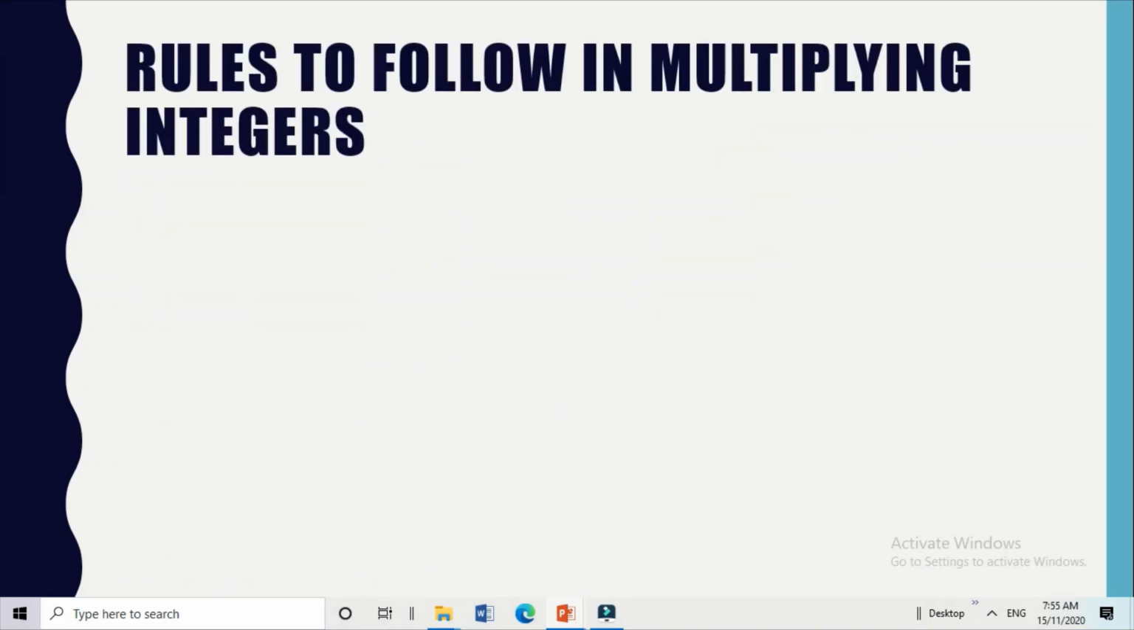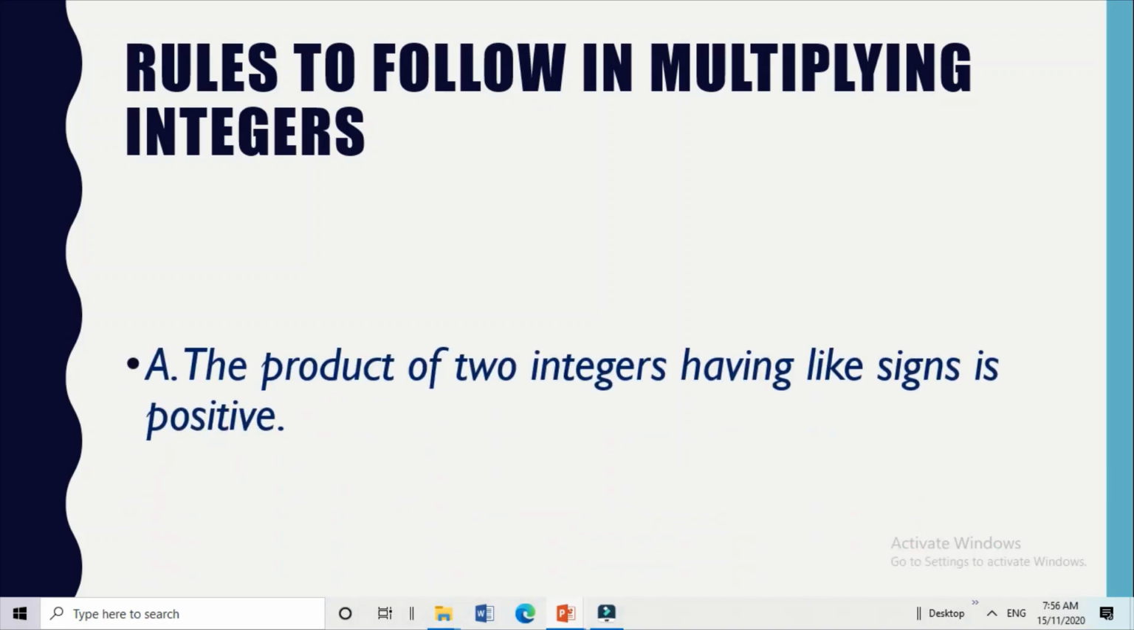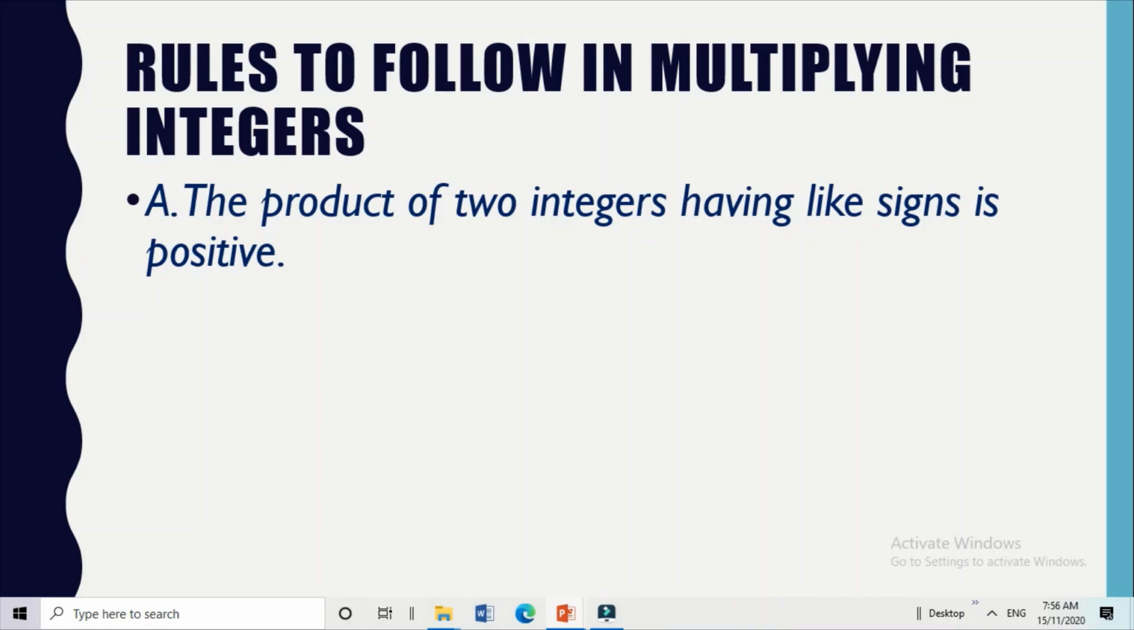So next, we also have rules to follow in multiplying integers. First, the product of two integers having like signs is positive, guys. Napakadali lang ng rules in multiplying integers. Unang rule dito, pag yung two integers, they have like signs o pareho yung signs nila, halimbawa, pareho silang positive or pareho silang negative, ang sign nila is positive.